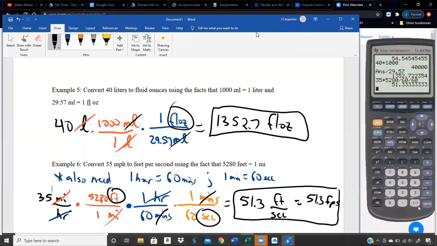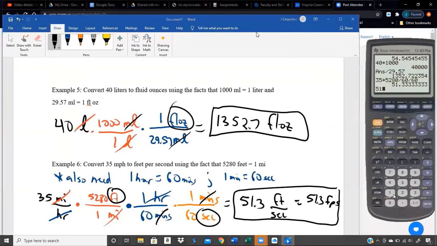So you take your answer of 51.3, and technically you should use the 0.33333333, but this is good enough, and divide it by the 35. And what this says is for every 1 mile per hour, it's roughly 1.5, or 1.47 feet per second. So if we're going 60 miles an hour, you could just take 60 times your 1.47. That's equivalent to going 88.2 feet per second.